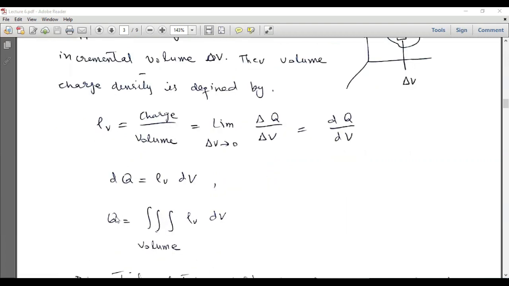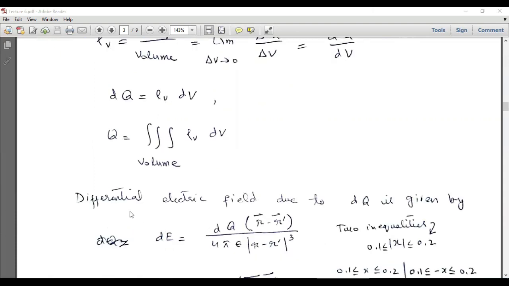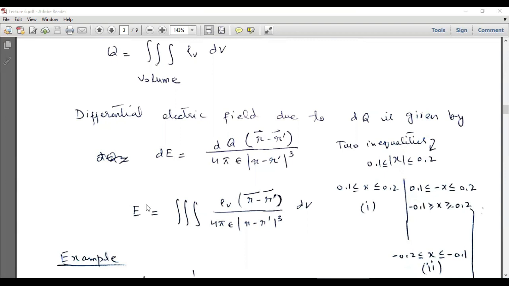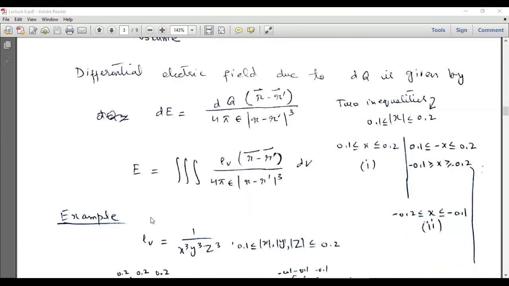The total charge can be calculated by taking the volume integral of this expression, and the volume integral is basically the triple integral. The differential electric field due to this differential charge dq will be equal to dq divided by 4 pi epsilon, times the vector r minus r dash divided by the magnitude of r minus r dash cubed, and the total electric field due to the total charge will be given by the volume integral of this expression, so it will be the triple integral. That is very simple. If we have the expression for the volume charge density, we can first calculate the total charge, and then we can calculate the electric field intensity.